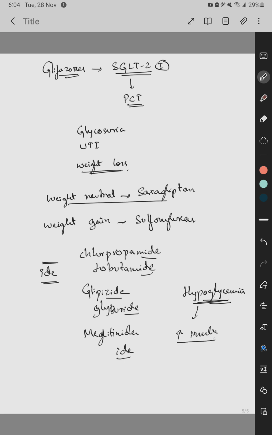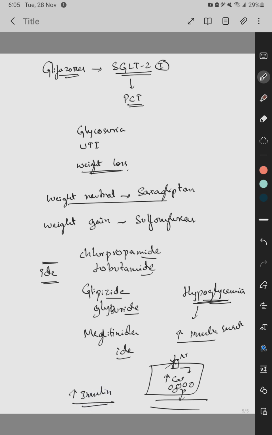How is insulin secretion increased? This is in the beta cells of the pancreas. There will be potassium channels. The potassium channels are blocked, so the cell gets depolarized. After the cell is depolarized, the calcium increases because calcium is not able to go out. So whenever the calcium is increased, the secretory vesicles, these insulin granules, get released into the blood. Okay, that's how the increase in insulin happens. So this is endogenous insulin secretion increasing. That's why C-peptide levels are raised.